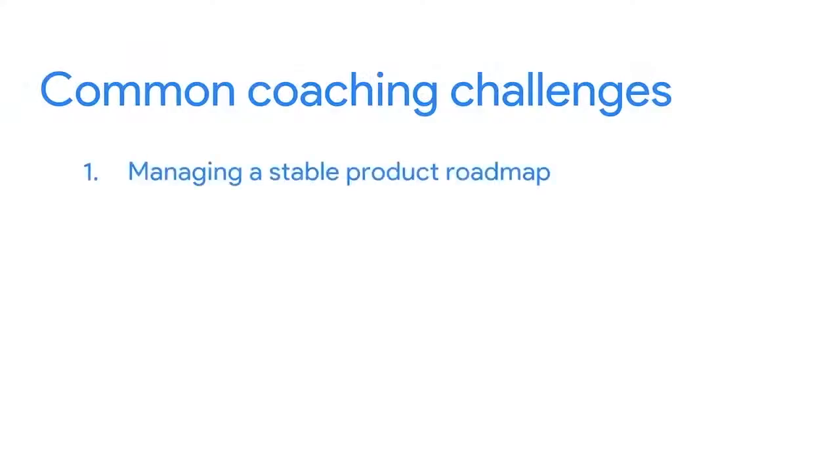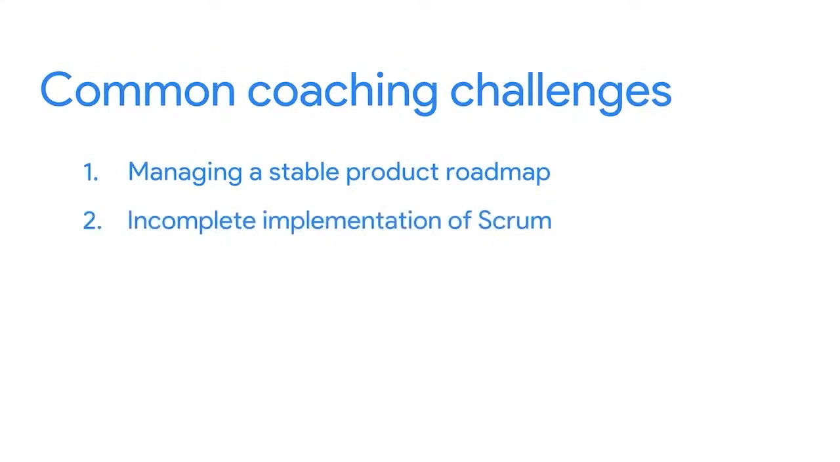To recap, the three main challenges we've covered in this video are managing a stable product roadmap, incomplete implementation of Scrum, and a lack of team stability. I've encountered each of these challenges and more in many of my teams.